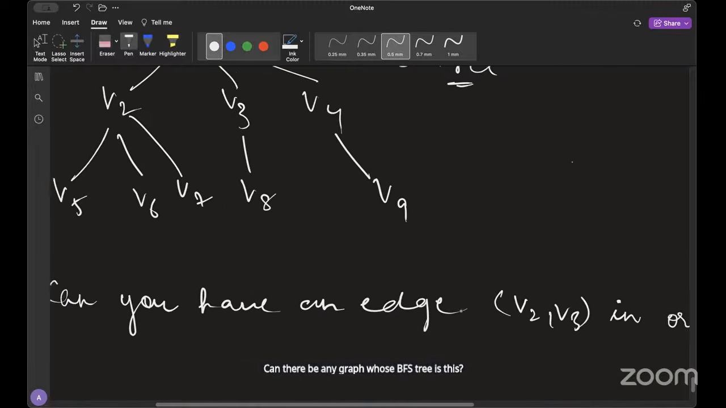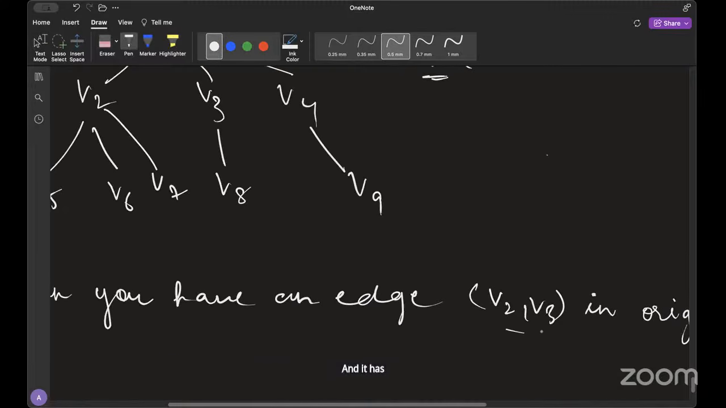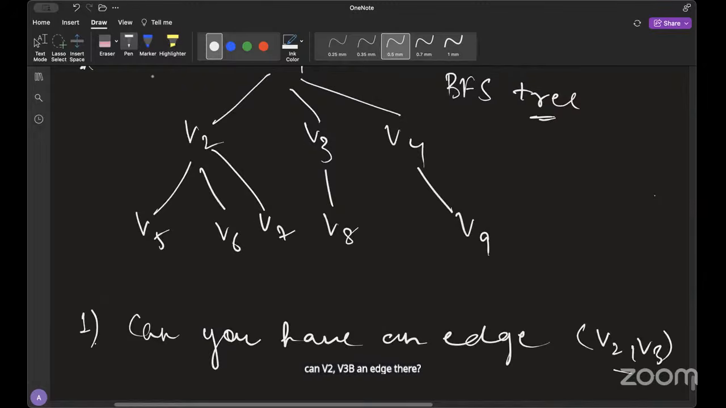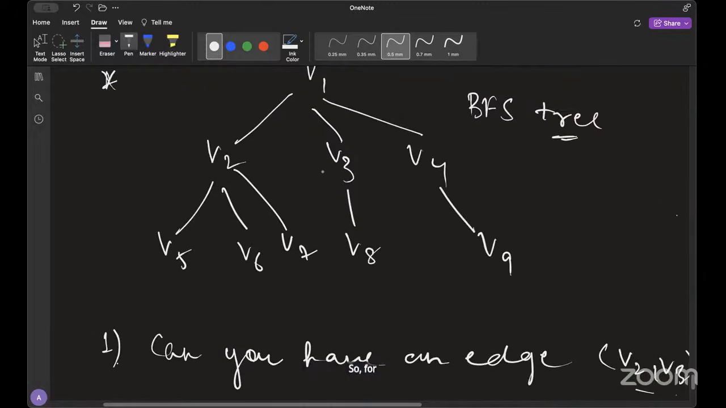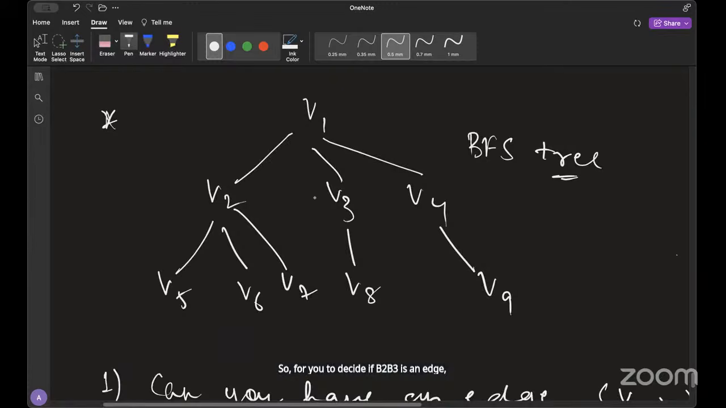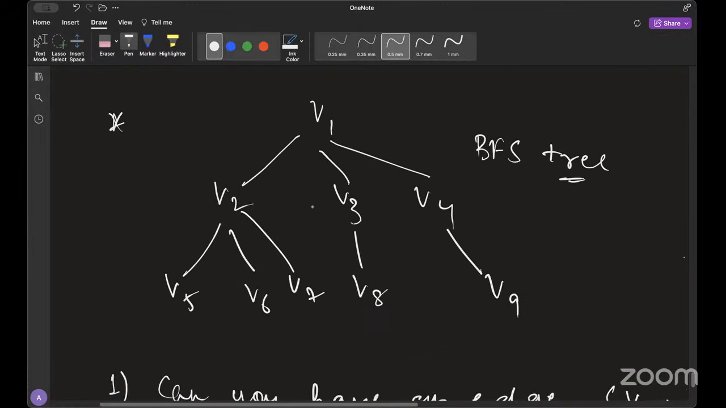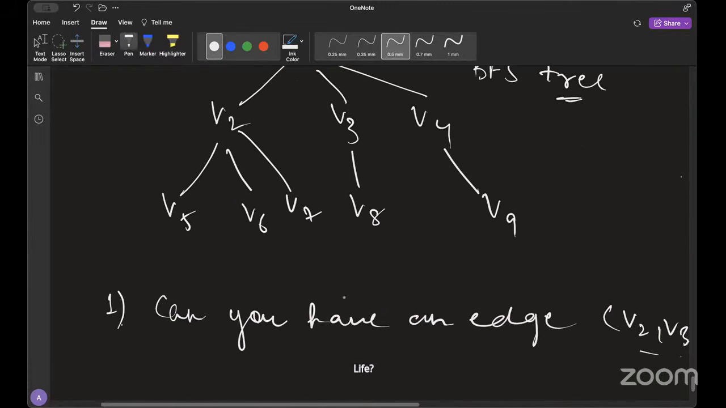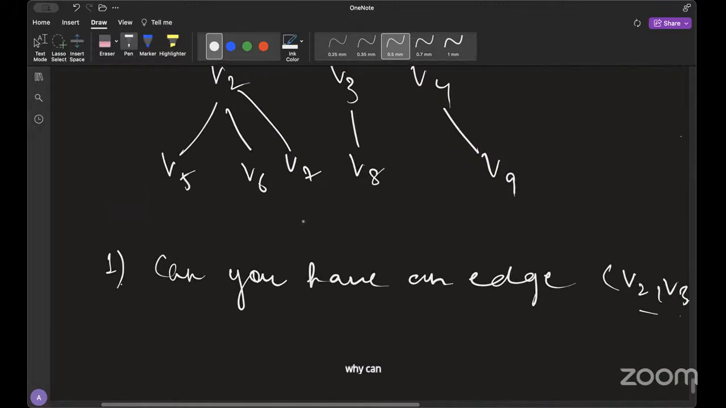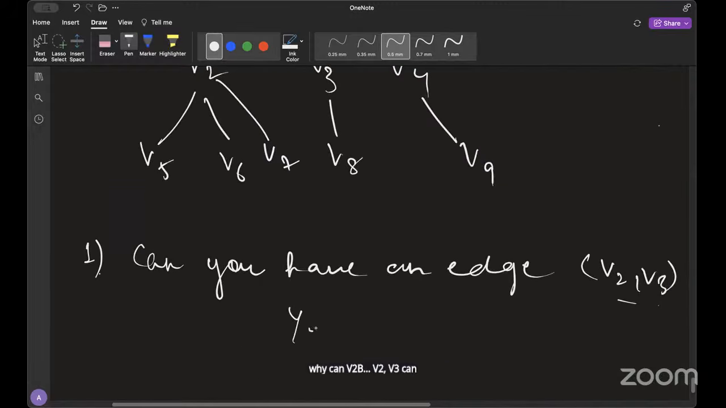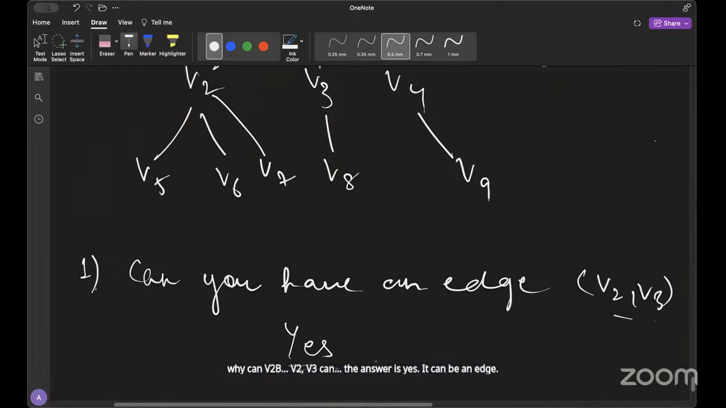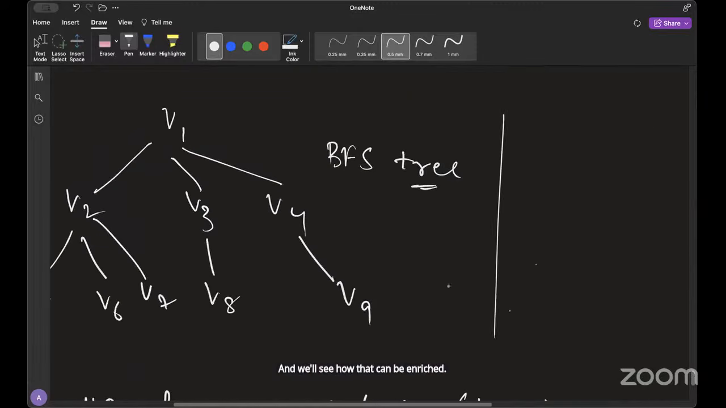And it has the edge V2, V3. Can V2, V3 be an edge there? So decide if V2, V3 is an edge. Why? The answer is yes. It can be an edge, and we'll see how that can be an edge.